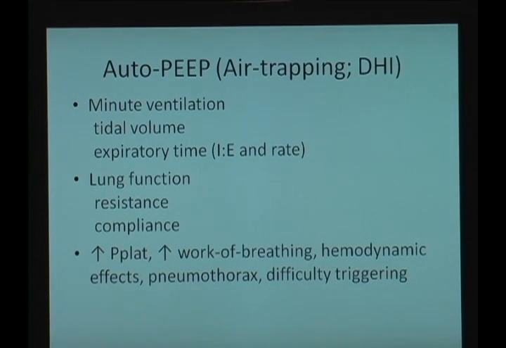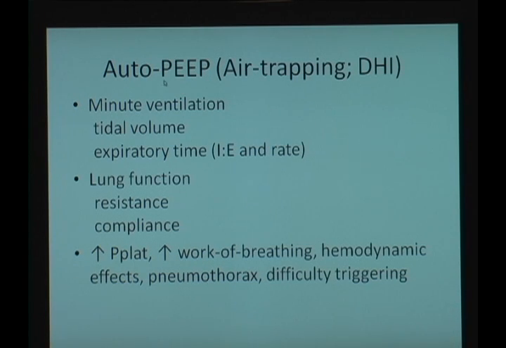So, autopeep. More discussion about autopeep. The reason we care about autopeep is not so much because of the autopeep per se, but because it causes air trapping. It's the result of air trapping, I should say. Autopeep is the result of air trapping, and it causes dynamic hyperinflation. In other words, it causes the lungs to be hyperinflated, which increases the intrathoracic pressure, which causes hemodynamic compromise.